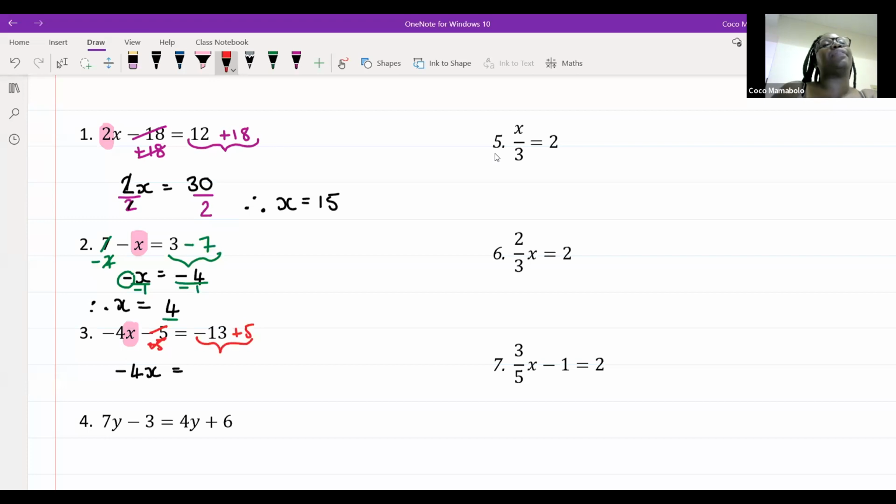Negative 13 plus 5, and I have a feeling Amy minus 5 on the other side instead of plusing 5, because I should have gotten negative 8 instead of negative 18. Negative 13 plus 5 will give me negative 8. Okay, and then I want to get rid of that negative 4, so I'm going to divide both sides by negative 4 by negative 4. Okay, therefore, x is equal to negative 8 divided by negative 4 is going to give me positive 2.